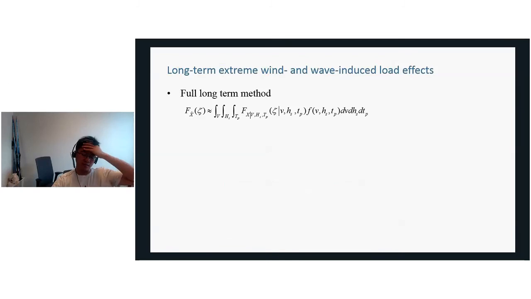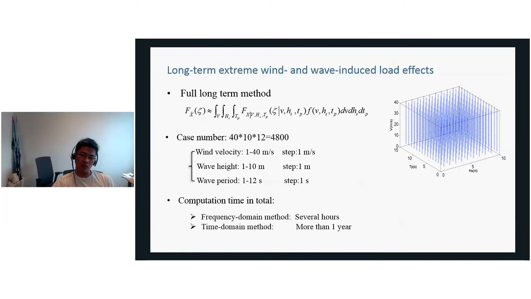This full long-term method is the most accurate way to do the long-term analysis, but it requires a lot of computational time. Take our case as an example: with three parameters, it requires us to simulate about 4,800 cases. If we can solve these about 5,000 cases in the frequency domain, it requires maybe only several hours. But if we solve them in the time domain, it could take more than 1 year. So it's impossible to use the full long-term method if you want to consider the nonlinear effect.